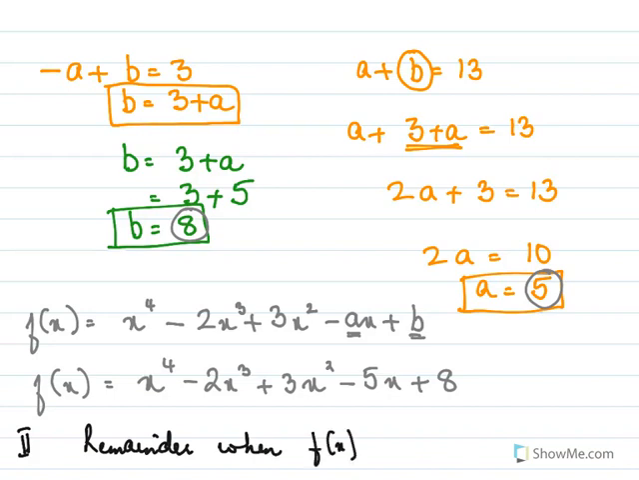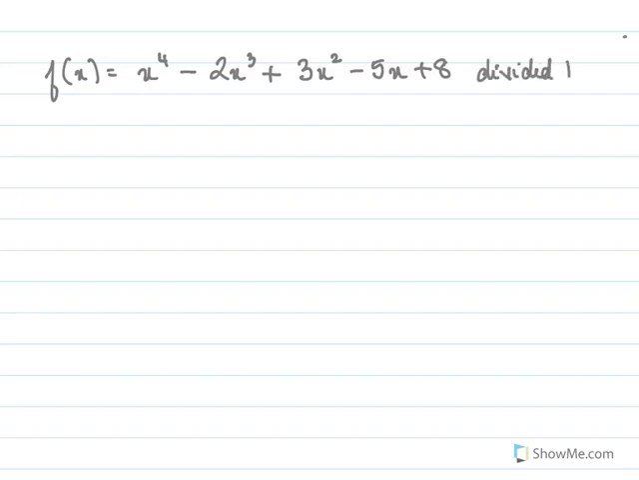when f of x is divided by x minus 2. We'll go ahead and find the remainder when f of x is divided by x minus 2. So we know f of x was x raised to 4 minus 2x cube plus 3x square minus 5x plus 8. Now it is divided by x minus 2. To find the remainder, I do x minus 2 equal to 0, x equal to 2.